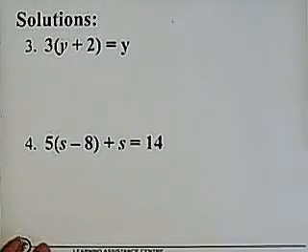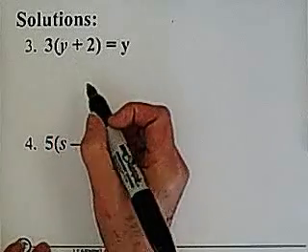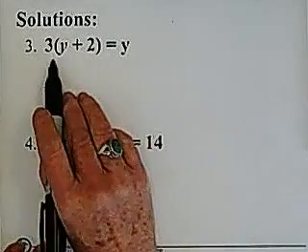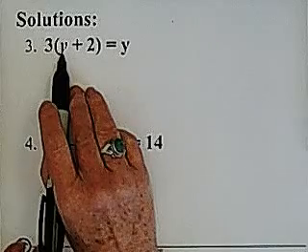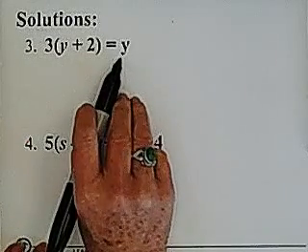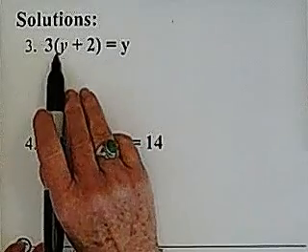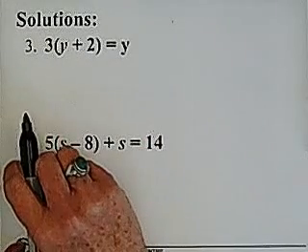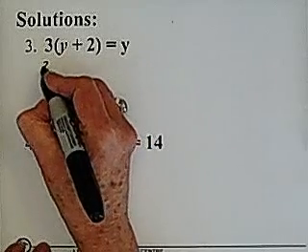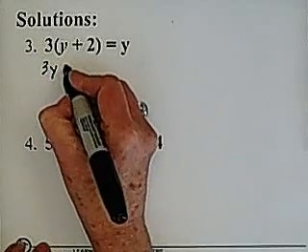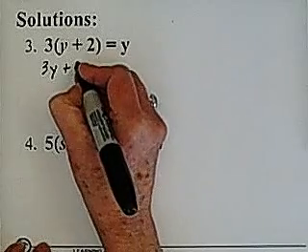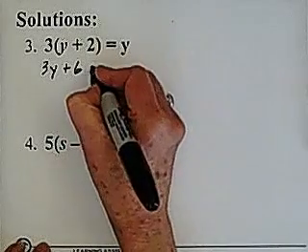Third question: 3 times (y plus 2) equals y. The first thing we have to do, because we have a y inside the bracket here, is get it out of the bracket so it can be combined with this y. So I need to multiply through using the distributive principle. We have 3 times y, which is 3y, plus 3 times plus 2, which gives me 6. That equals y.